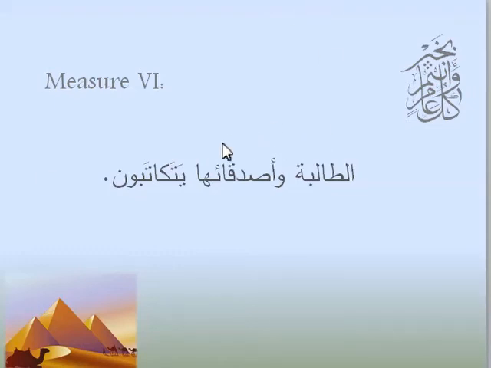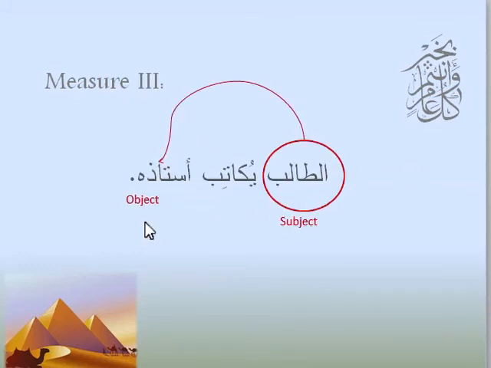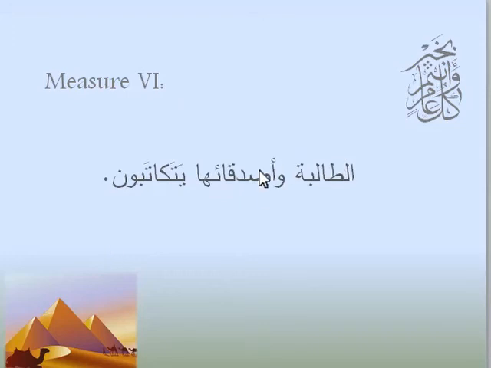الطالبة وأصدقائها يتكاتبون. So the student, the one female student, and her friends, again, they are corresponding with whom? With each other. This is the subject. So the subject can either be a plural noun, or it could be several single people all added together. It could be like, let's say, Samir wa Muhammad wa Ahmed wa Mahmoud yatakatabun. For single individuals, but they're plural. The point is they're all the subject.